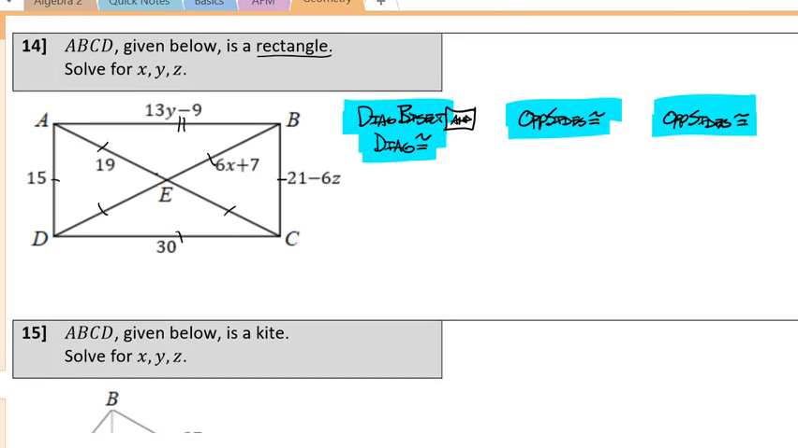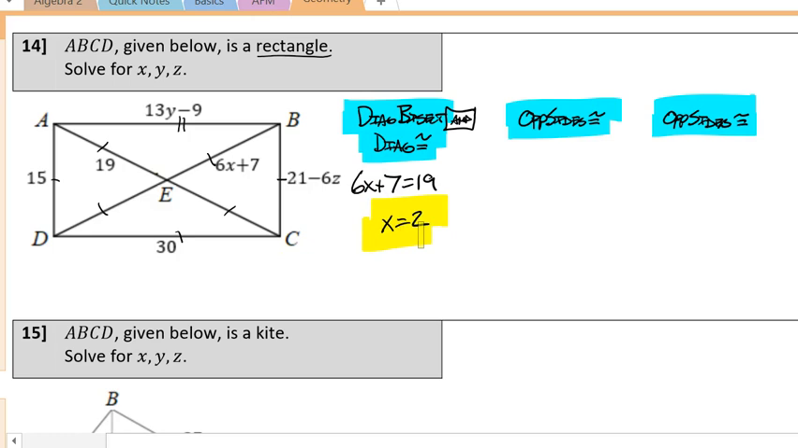So to help us solve for x, since we know the diagonals bisect each other and that the diagonals are congruent, we know that 6x plus 7 should be equal to 9. Then we can go ahead and solve this two-step equation, giving us that x is equal to 2.